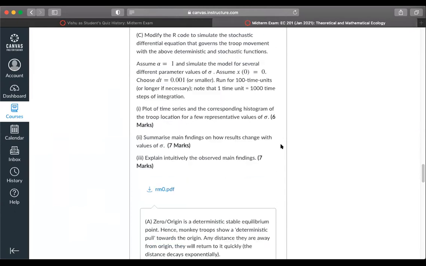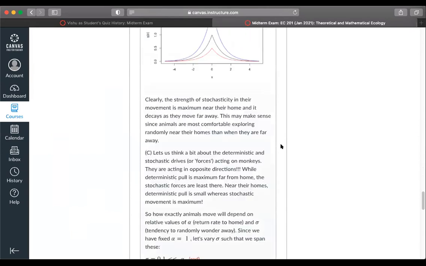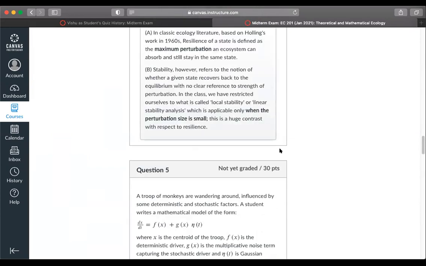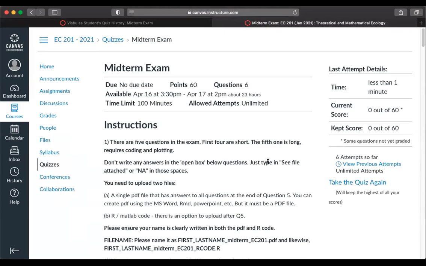Any other exam related questions about grading or any of these things? If there are no more questions about the exam, we can discuss slightly broadly, summarize what we have learned so far, and make sense of it. Is that fine? Because I want to start a new topic from Wednesday.